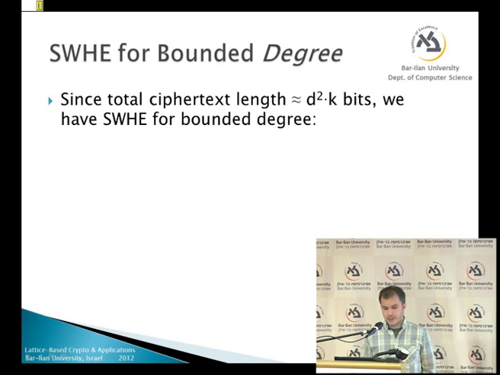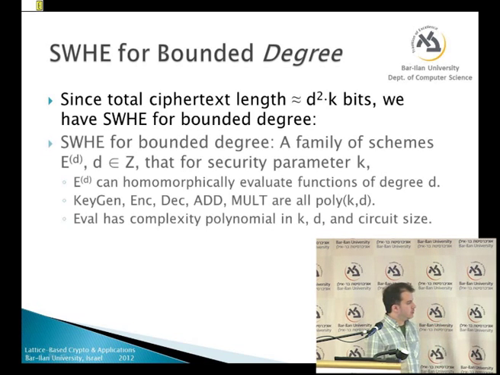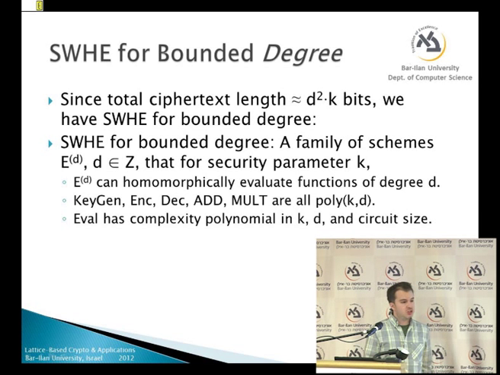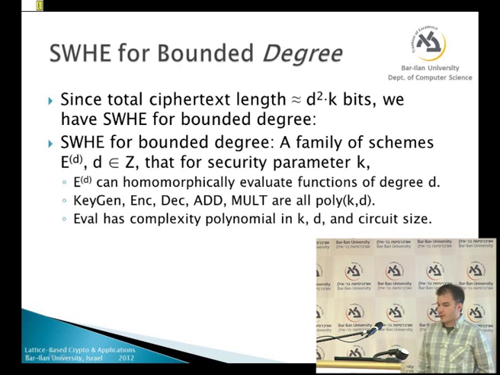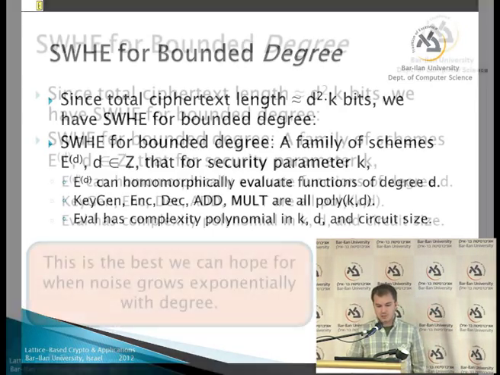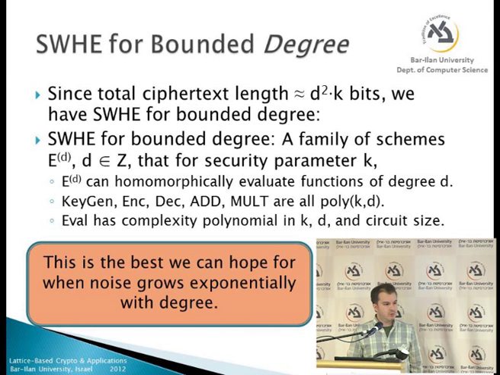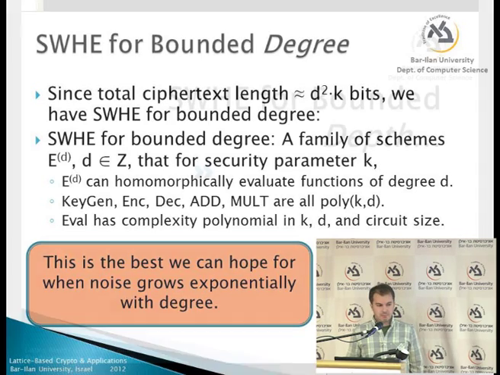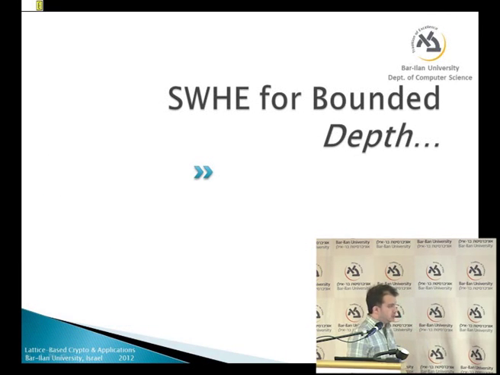All right, so we have this thing where the ciphertext is d squared times k bits. So you could call this a somewhat homomorphic encryption scheme for bounded degree in some sense. You just pick some degree that you want your scheme to be able to evaluate, and for that degree, I can give you a scheme where basically all the algorithms run in polynomial time in k and d. Okay, is that clear? So this is basically the best we can hope for based on the behavior of the noise. So wouldn't it be better if we had a somewhat homomorphic encryption scheme for bounded depth?